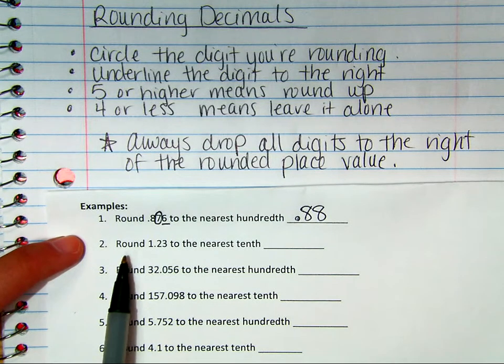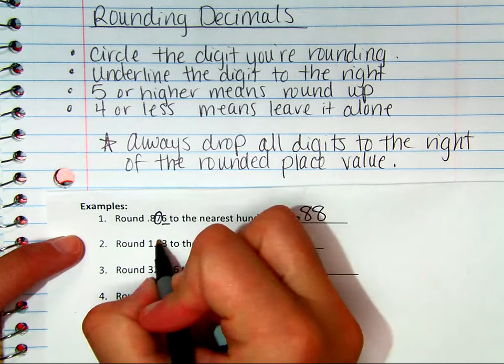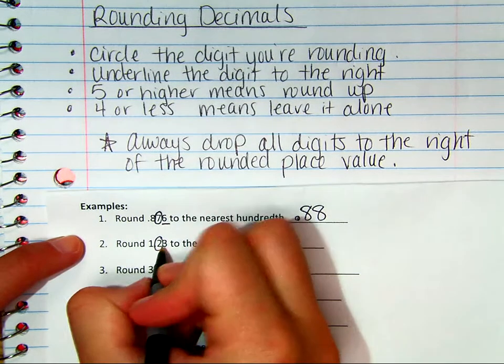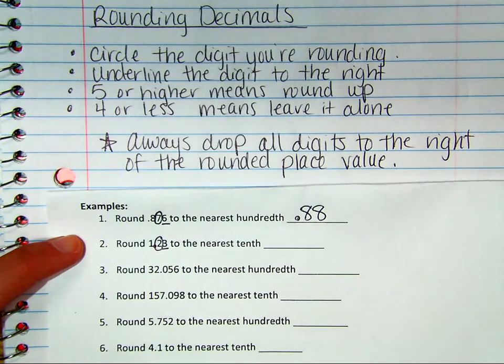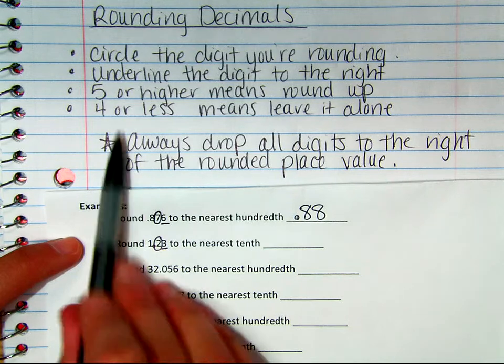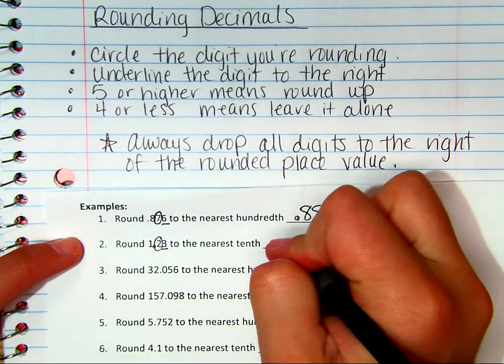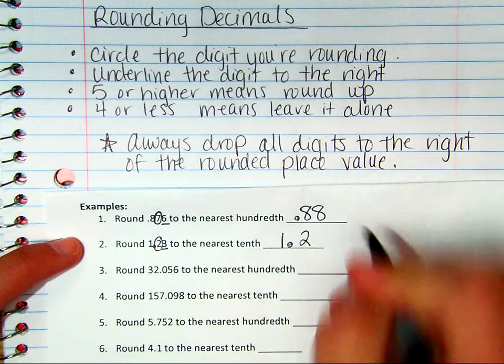Next one says round 1.23 to the nearest tenth. So I'm going to circle the tenths place, underline the digit to the right of it. So since I circled the 2, that's the place value I'm rounding to. The 3 tells me how to round. It's 4 or less, so that means leave this circled number alone. Leave it at 2. So my answer would be 1.2 for this one.